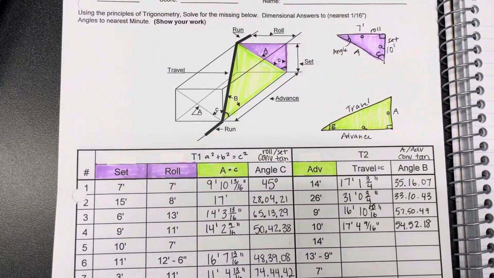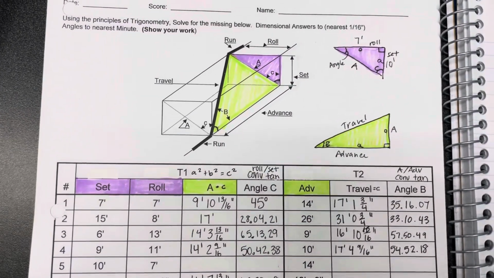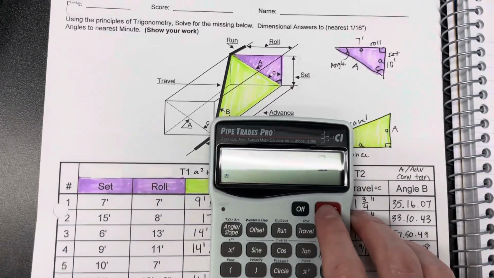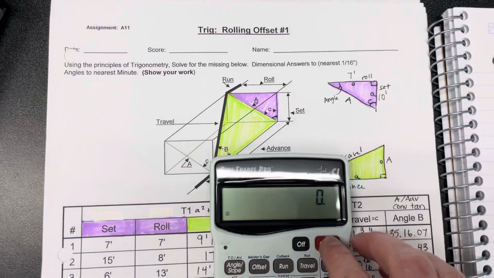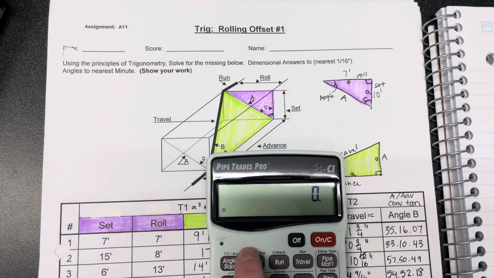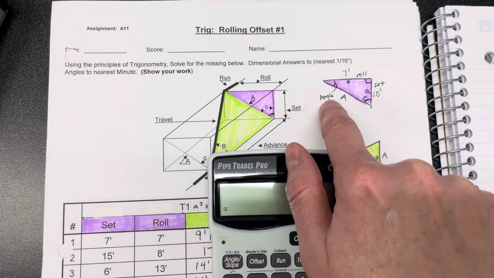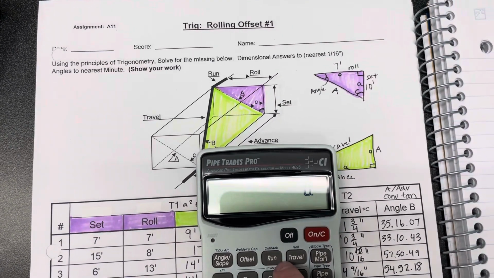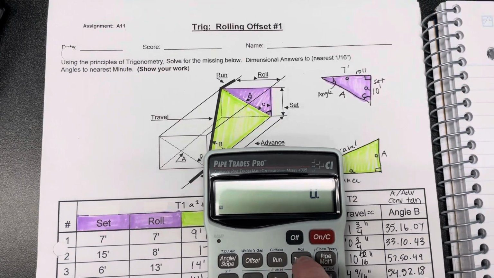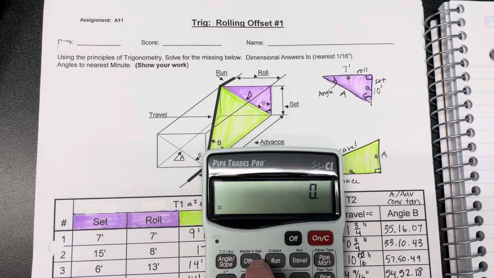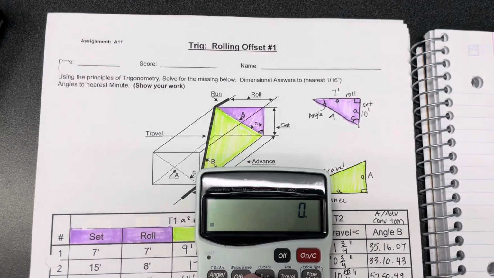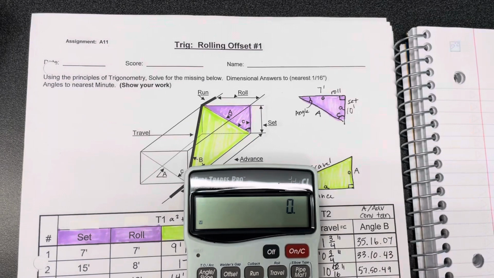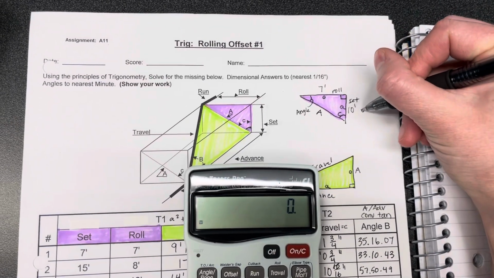Now there's 2 ways to do this to solve for A. The easiest way to do it would be to use our Pipe Trades Pro functions. So we would just use the offset, run, and travel. Now what's a little bit tricky about these is that obviously these are no longer called offset, run, and travel. So we do have to kind of think logically about what offset, run, and travel represent in the calculator. So offset is always going to be my vertical change. So in this case, that's going to relate to my set. So this we can think about in our calculator as being our offset.